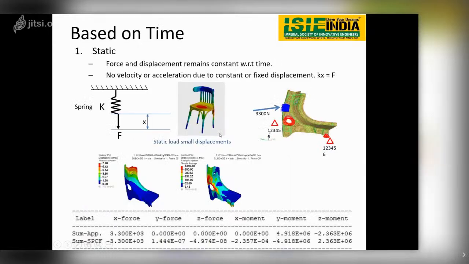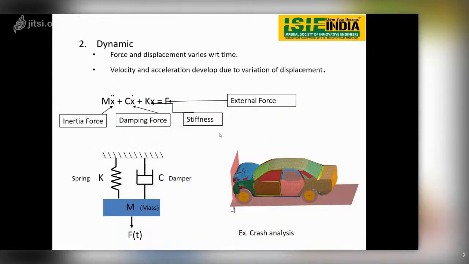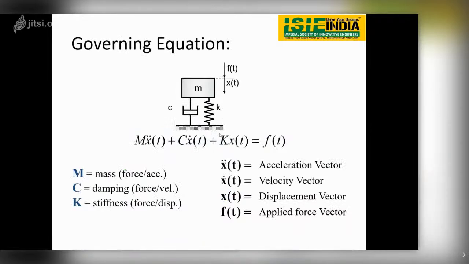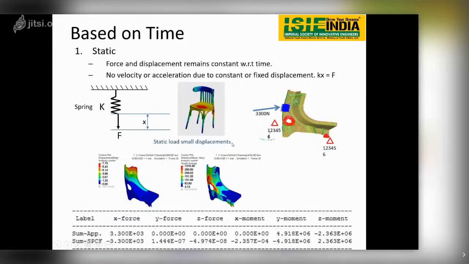Going further, the analyses are classified again into static analysis and dynamic analysis. In the static analysis, the force and displacement remain constant with respect to time. As we saw in the previous slide, in the static analysis there will not be time, because the load will not change with respect to time. The c x dot and m x double dot terms get cancelled out, and we are only left with the term F is equal to kx. That is nothing but the static load: force is applied and it will have stiffness, so F is equal to kx.